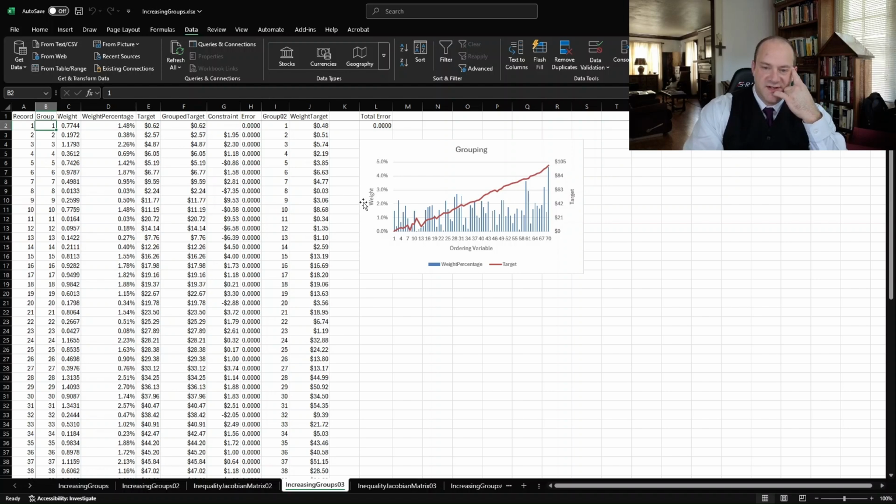dude, it's still not increasing. What's going on here? What's going on? It's still not increasing. It's increasing more than it used to be, so we've made some progress, but it's not totally increasing.